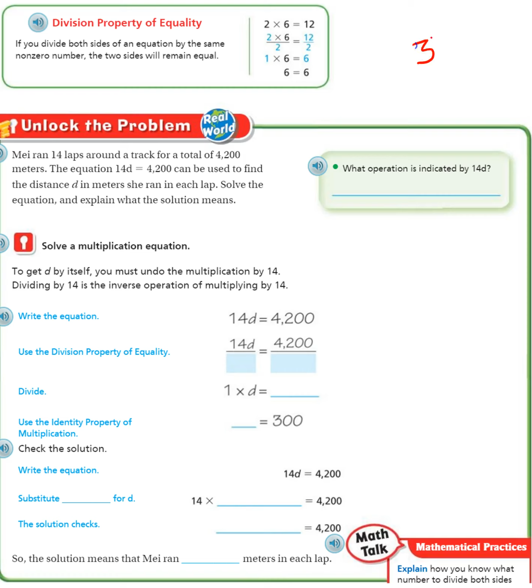All right, I'm on page 327 of the Go Math textbook. Follow along. We are on chapter 8, lesson 6. Okay, division property of equality.